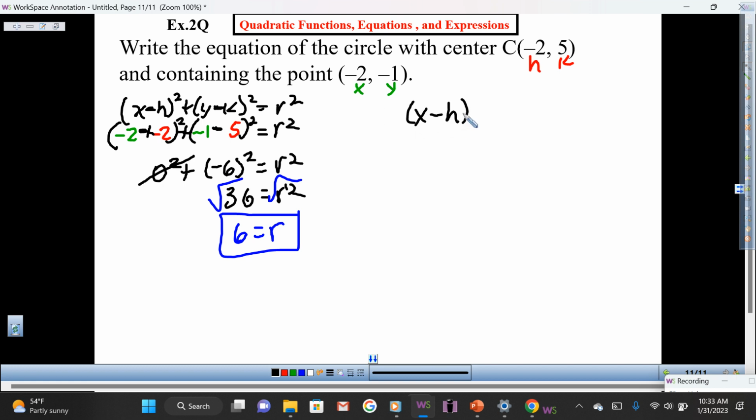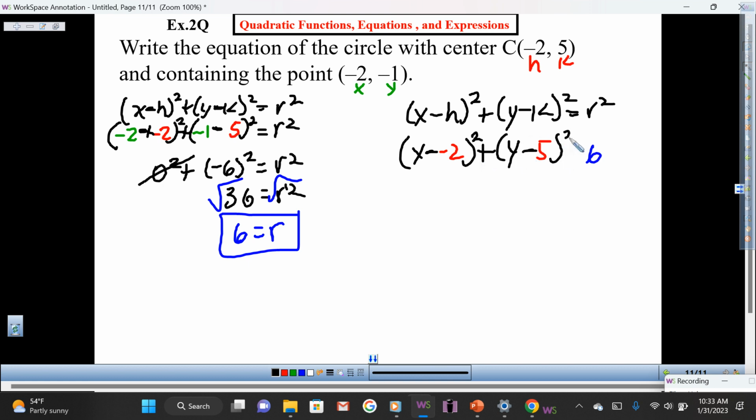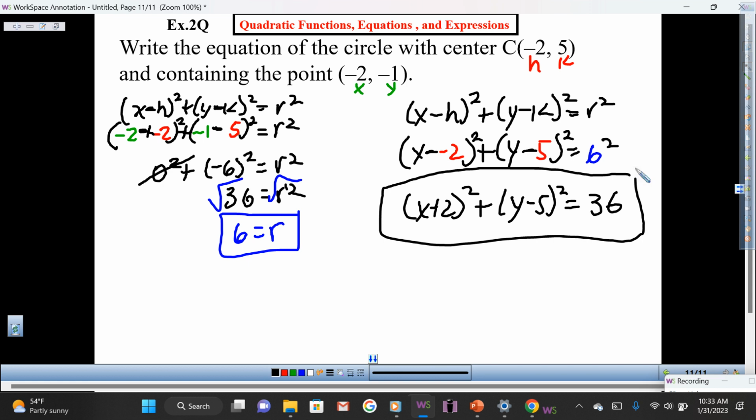(x - h)^2 + (y - k)^2 = r^2. So the 6 goes here. And again, h is negative 2 and k is 5. I bring everything else down. So this becomes (x + 2)^2 + (y - 5)^2 = 36. Hands, have you got that?